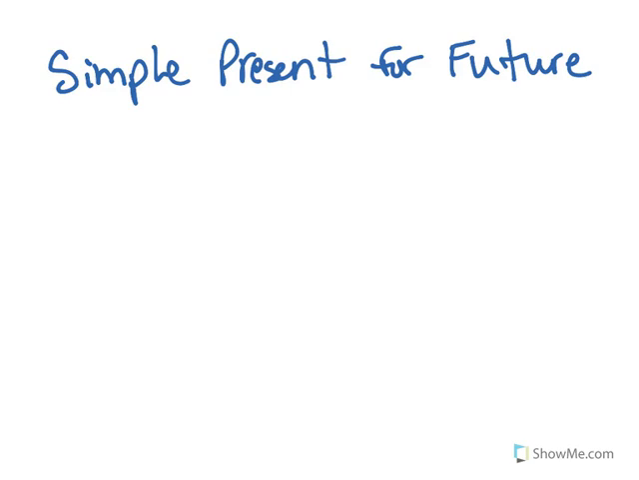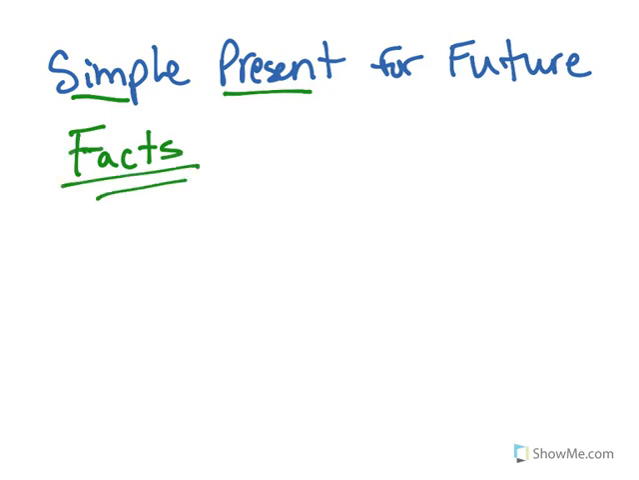We use the future with different tenses. So we can also use simple present tense to talk about the future. We've talked about how we can use simple present tense to talk about routines, and we can use simple present tense to talk about facts. And that's kind of how we use it to talk about the future.